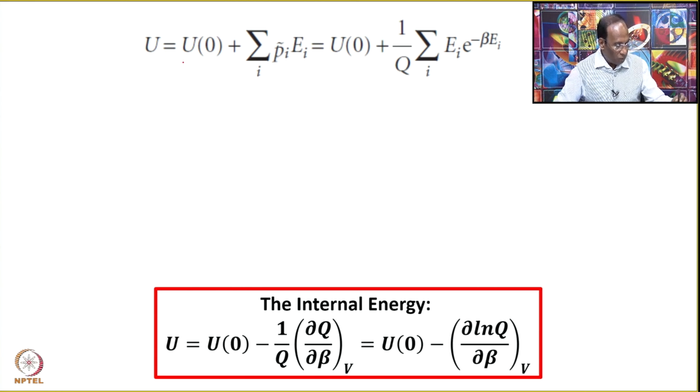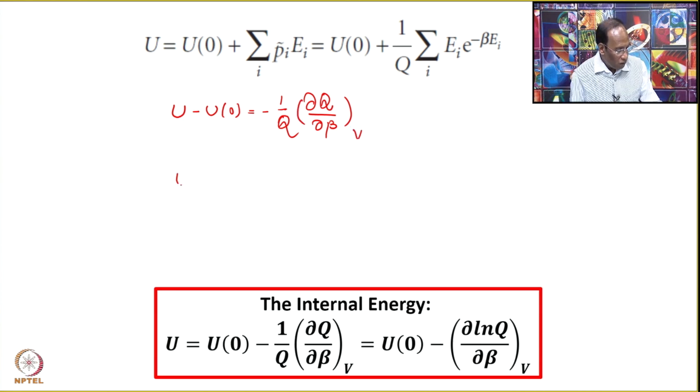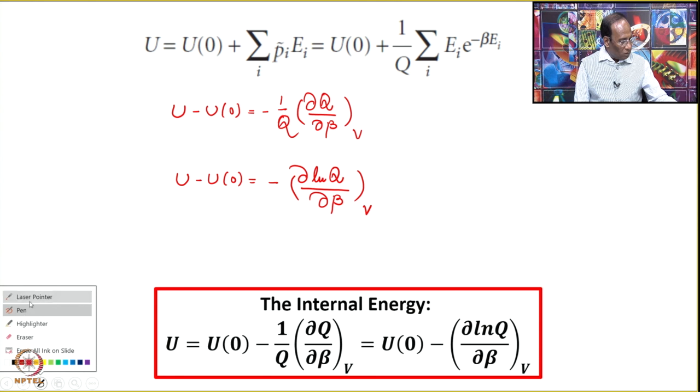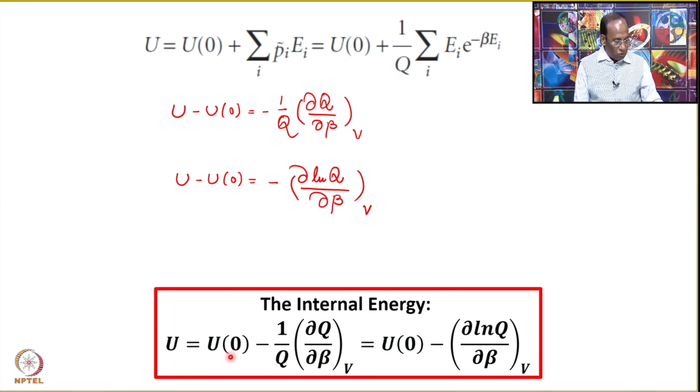So once again, using U is equal to U0 plus summation pi Ei and so on, we have this expression U minus U0 is equal to minus 1 by Q del Q del beta at constant volume. You can also write this, consuming Q with dQ, as minus del log Q del beta at constant volume. This is what is written over here, that U is equal to U0 minus 1 by Q del Q del beta at constant volume, or U0 minus del log Q by del beta at constant volume.